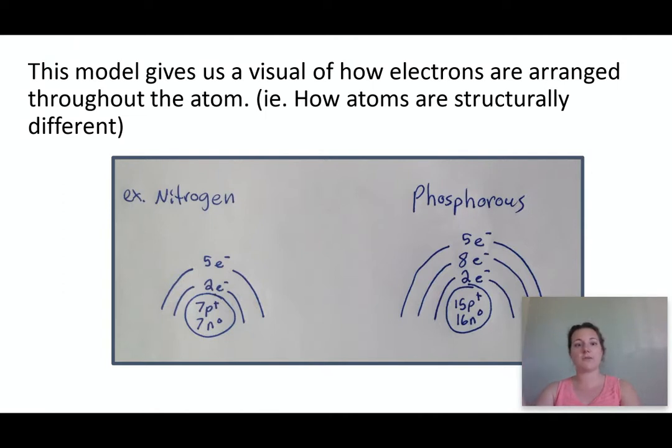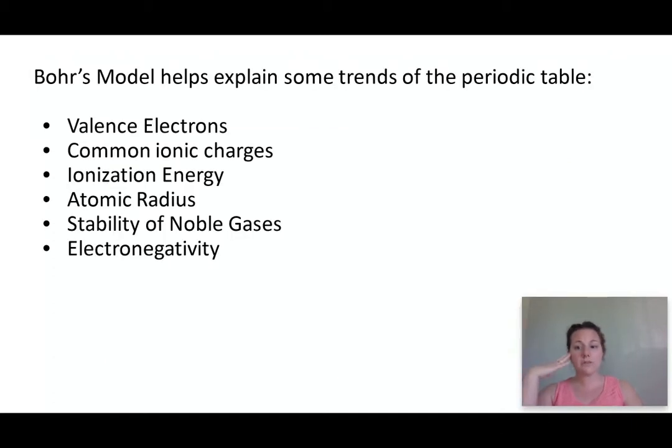It's telling us how atoms are structurally different from each other. So our nitrogen is different from our phosphorus because they have different amounts of electrons, and phosphorus has a 3rd energy level. So Bohr's model helps explain a lot of trends in the periodic table. It explains our valence electrons, common ionic charges, those trends that we talked about in 3U, ionization energy, atomic radius, stability of noble gases, electronegativity, all those things. So Bohr's model was really good in the fact that it explained all of these periodic trends.